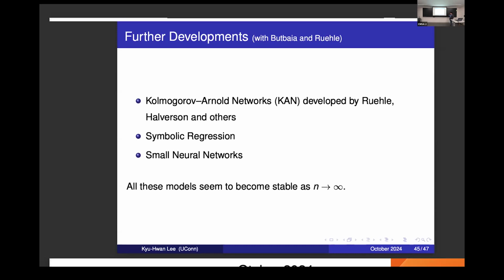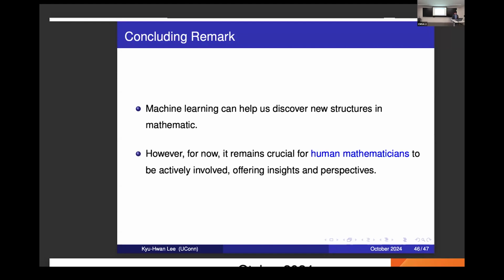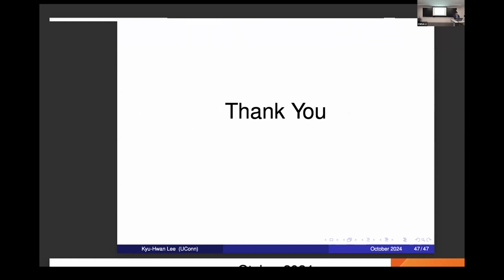As a concluding remark, I tried to show you that machine learning can help us discover new structures in mathematics. However, for now, it remains crucial for human mathematicians to be actively involved, offering insights and perspectives. In all these examples, human intervention was crucial. Okay, that's all for today. Thank you.